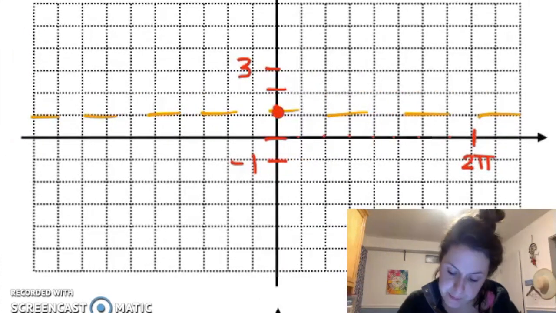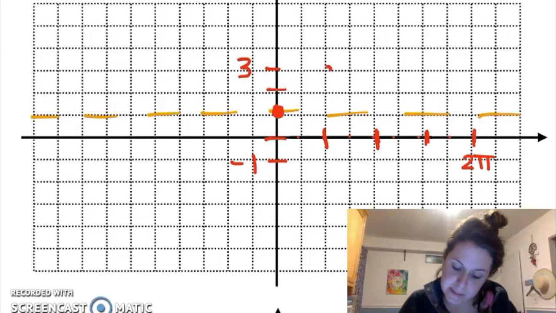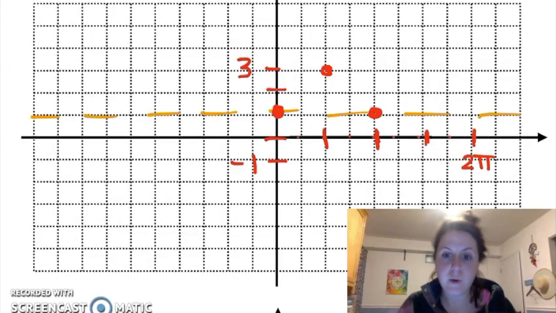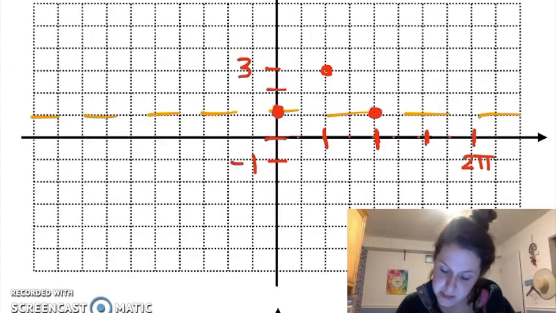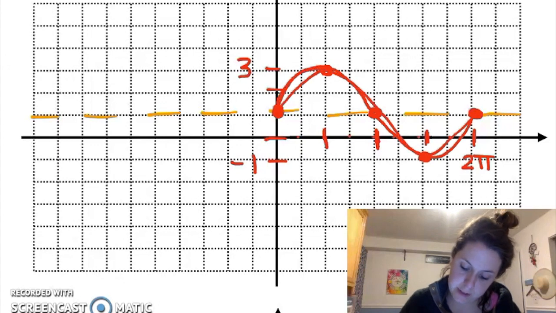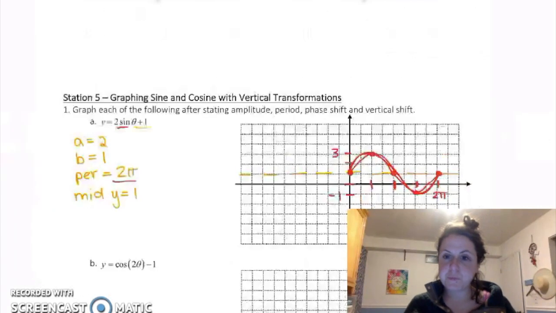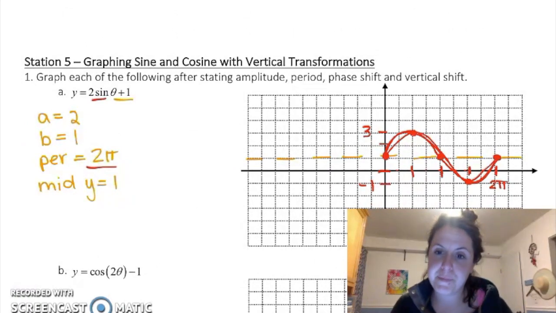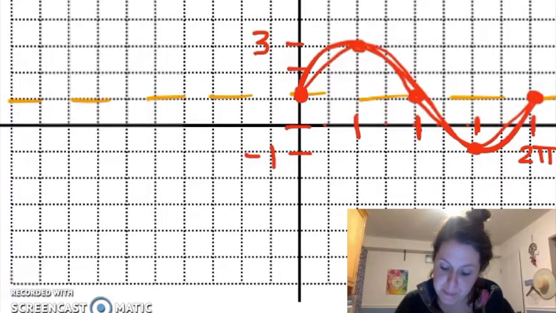It starts at 0. 2 spaces later, it will go to its max. 2 spaces later, it will go back to its midline. It will go back to its min and then back up to its midline. So this is going to look like that. It should look the same as regular 2 sine x. It's just shifted up.